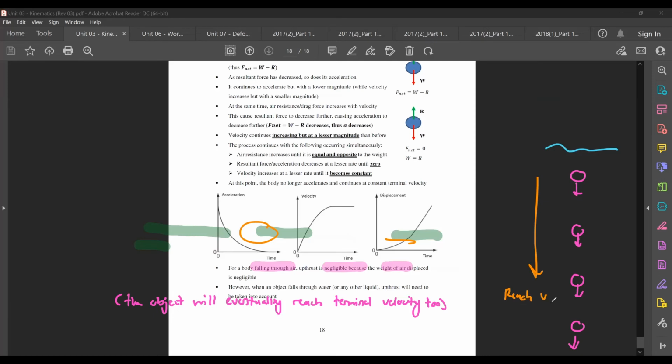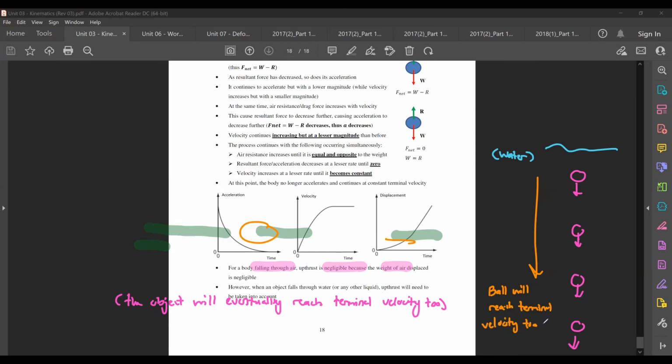Okay, so it will actually reach VT eventually, same as when it was in the air. So say this one is water now. The ball will reach terminal velocity eventually. Just write this down: the ball will reach terminal velocity too.